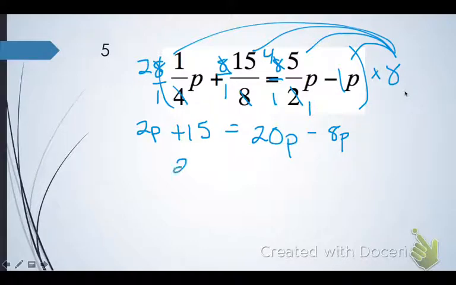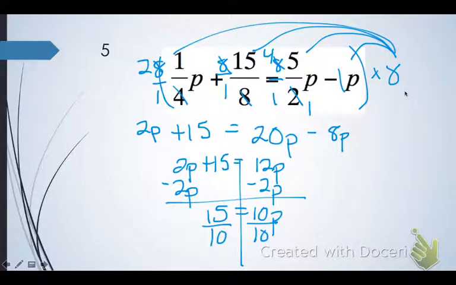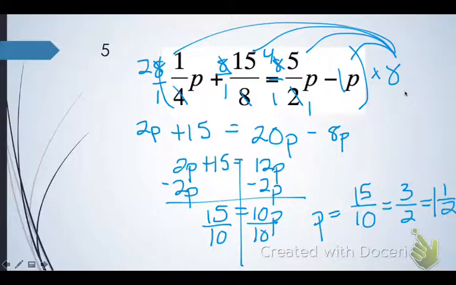Combine like terms, 2p plus 15 doesn't change. 20 minus 8p is 12p. Minus 2p from both sides. 15 equals 10p. Divided by 10, and I get p equals 15 over 10, which is the same as 3 over 2, which is the same as 1 1/2.